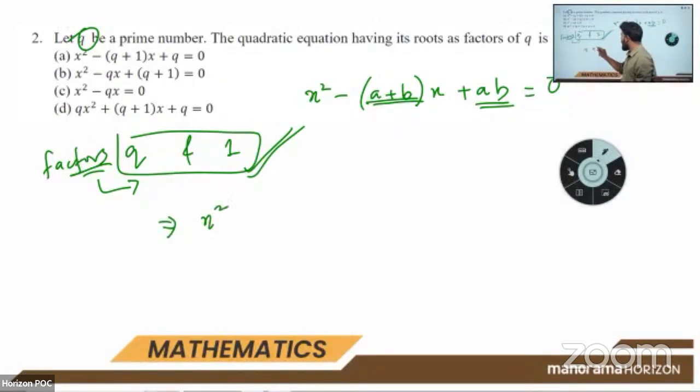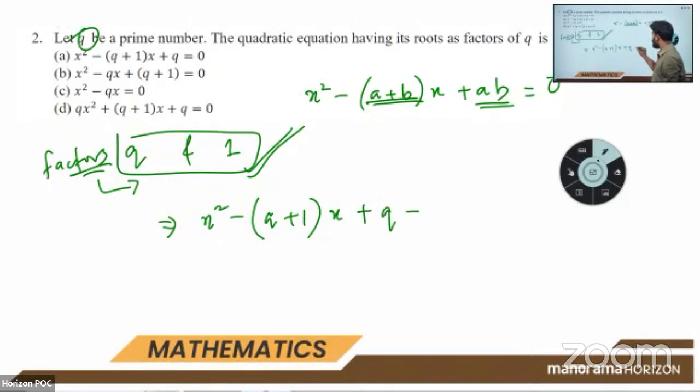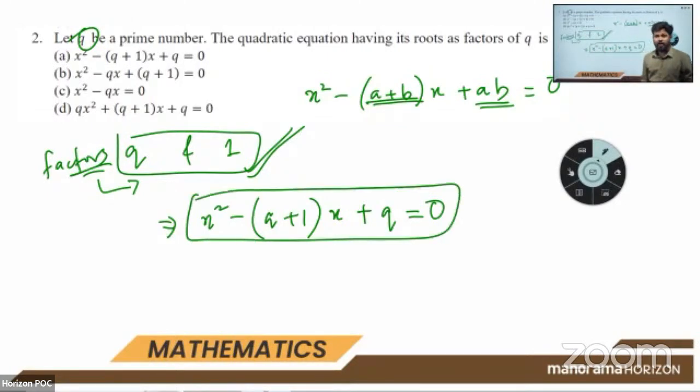You can simply write it as x square minus, what are the factors q and 1? What is the sum? q plus 1. The sum is q plus 1, into x, plus, what is the product of the factors q and 1? What is the product of q and 1? It is nothing but q itself. And this will be equal to 0.